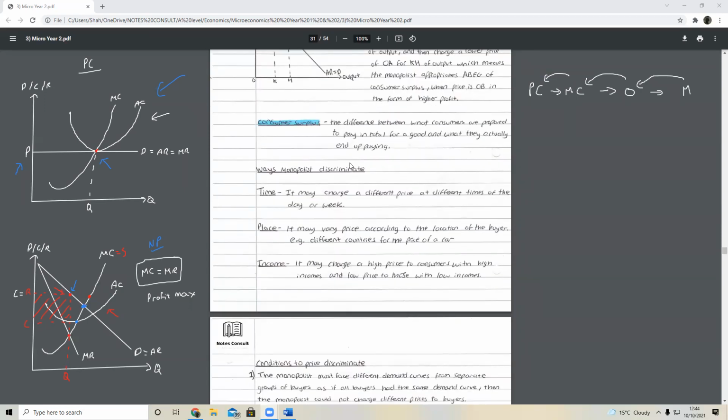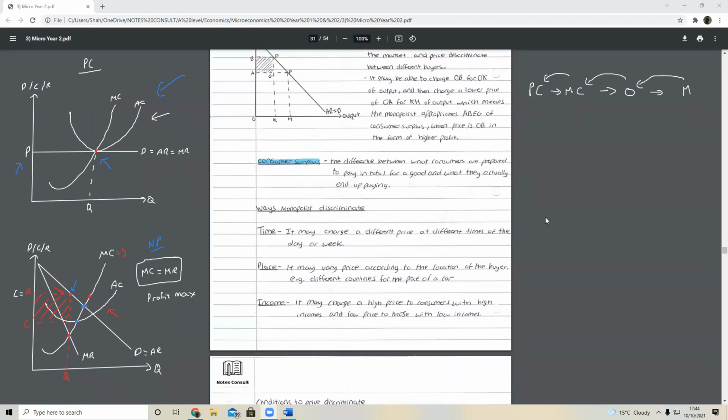And there are different ways the monopolist can discriminate: by looking at time, place, and income. Okay. So you may be able to charge a different price at different times of the day or week. Okay? What's an example of this? Have you ever seen a monopolist charging a different price at different times of the day?